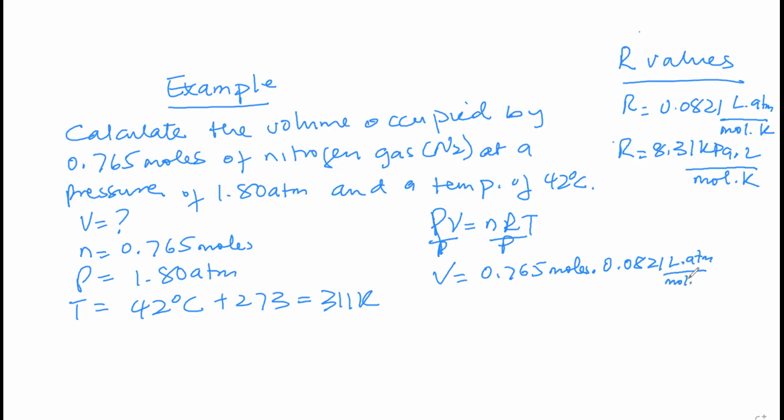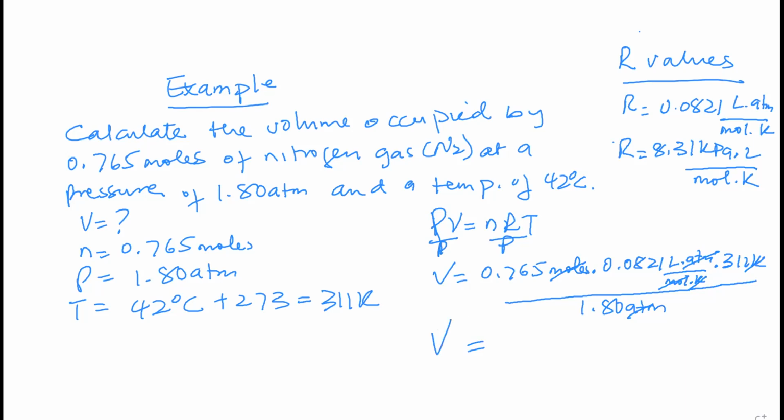Don't write the numbers without the units. That's not acceptable. Kelvin, all divided by pressure, which is 1.80 atmosphere. Now we cross this out, we cross this out. We cross out Kelvin, liter. We are calculating the volume. So moles, we cross out. So what will the volume be?